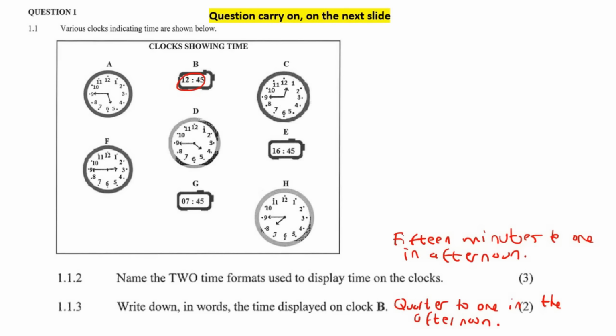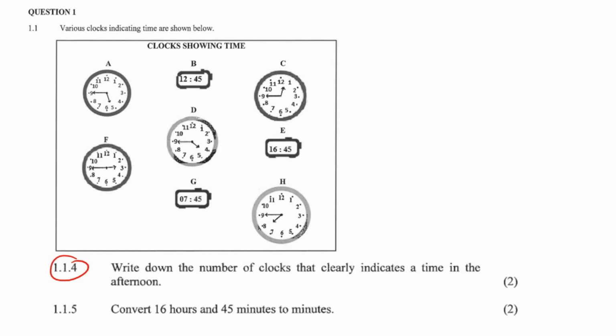Alright, this question. Write down the number of clocks that clearly indicate a time in the afternoon. With this one over here, we definitely cannot tell if it's afternoon. This one we said is afternoon, so that's a yes. This one we have no idea if it's in the afternoon or the morning. You can't look at that and be able to tell. You can't look at this one either, so that's a no, that's a no, that's a no.